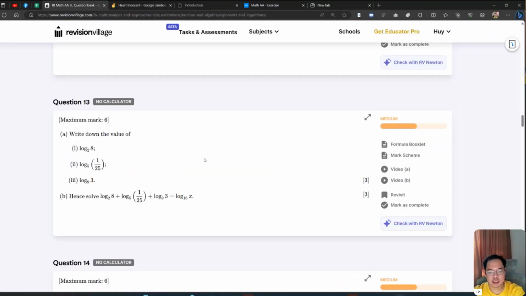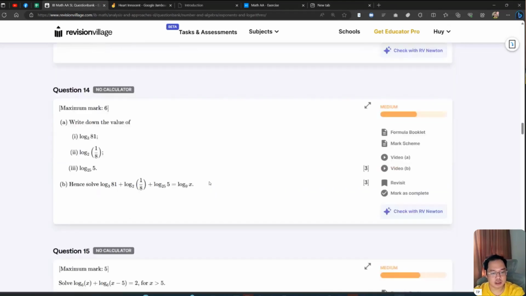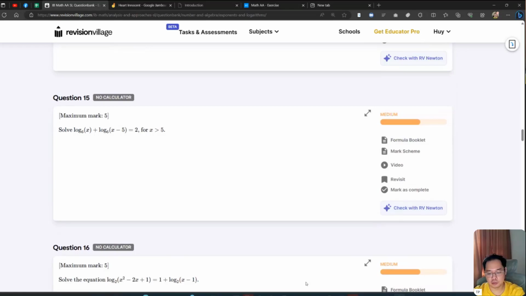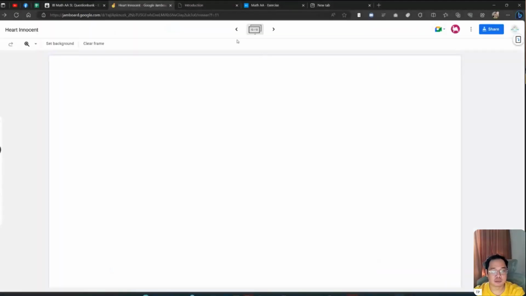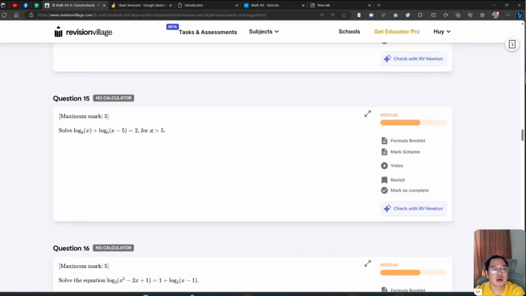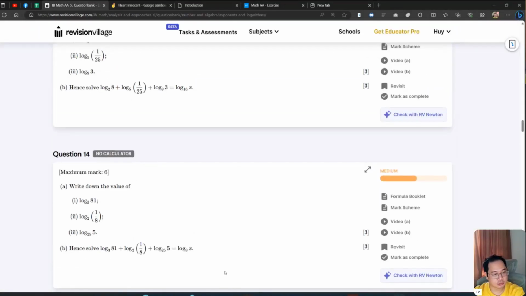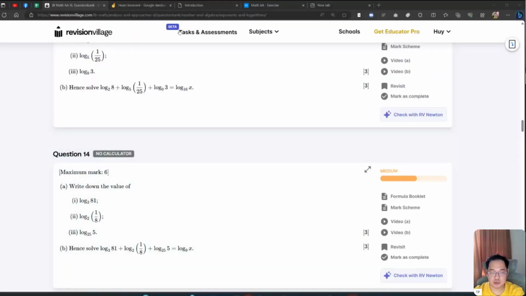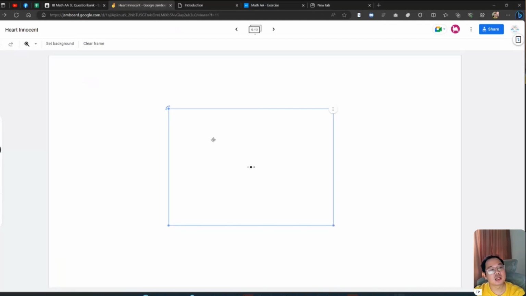There's still about 10-13 minutes, and I think we still have enough time to solve 2 more problems. So this question is similar to the 13.